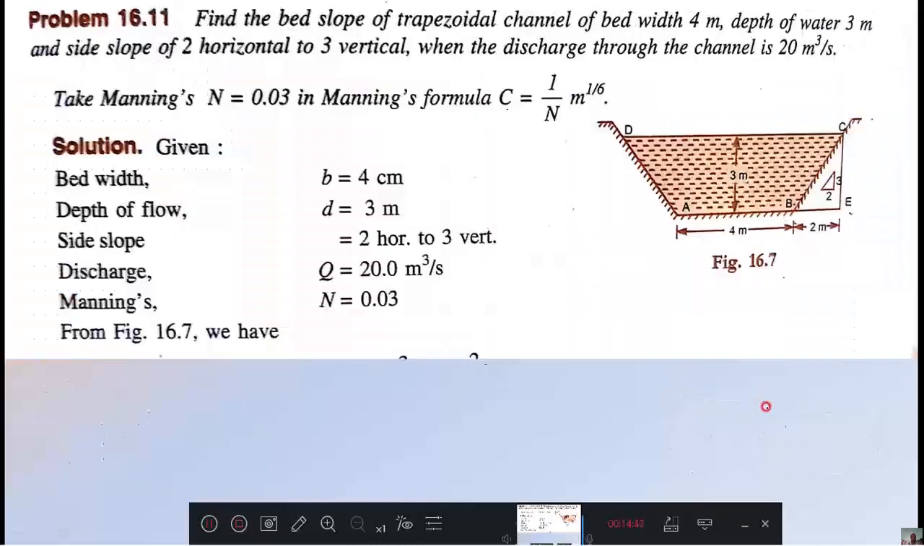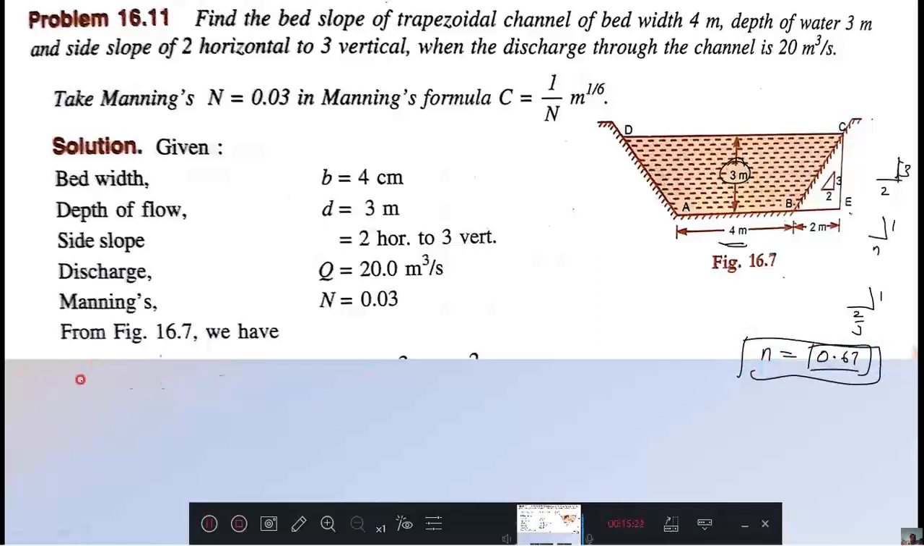Okay, prepare and come. Now very interesting, a little bit of change I am making here. Find the bed slope of a trapezoidal channel of bed width 4 meter. Depth of water is 3 meter. And side slope is 2 horizontal 3 vertical. 2 horizontal 3 vertical means you can see 3 and here 2. Actually I want 1 in n. Therefore divided by 3, then I will get 1 in 2 by 3. 2 by 3 means 0.6666. I will make it 0.67. Then n is equal to 0.67. Then I can write here the data.